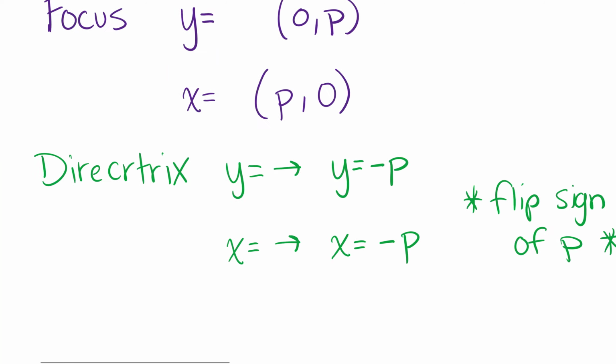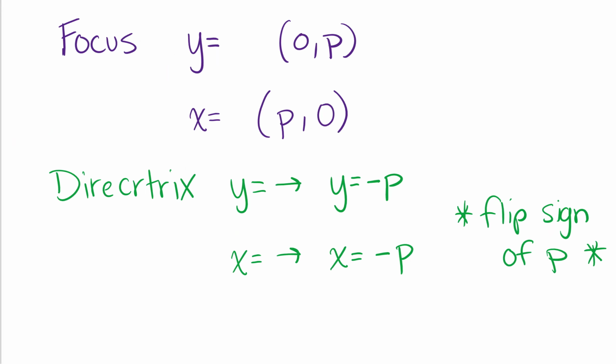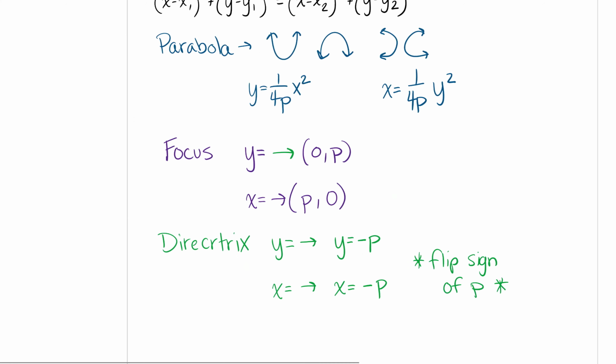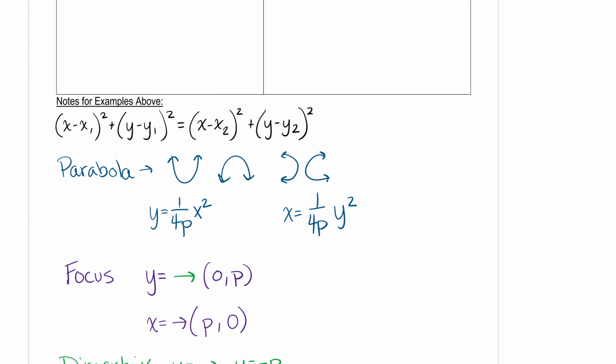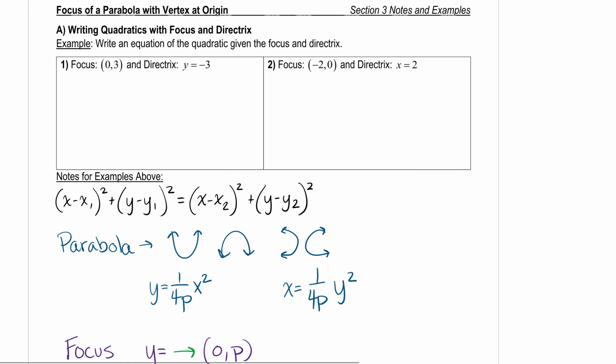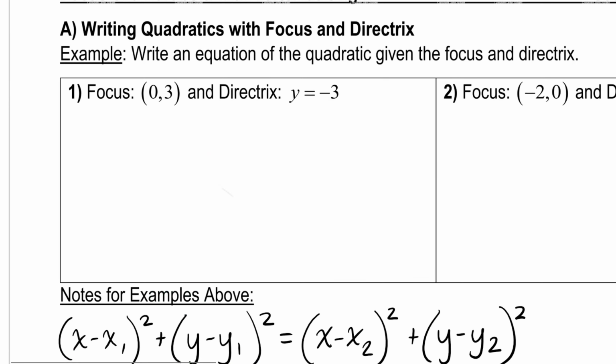So my focus, for y equals functions, is (0, p), for x equals functions is (p, 0), and then the directrix is y equals negative p or x equals negative p. And then I have my equation for the parabola, and this big long equation at the top, which we're going to use for these. So I'm going to go ahead and go up here.